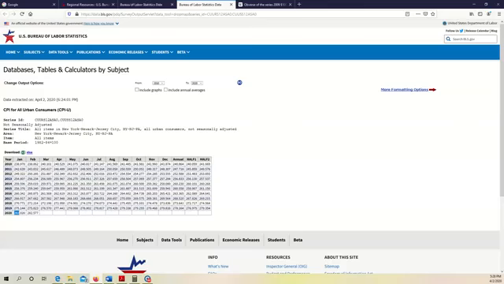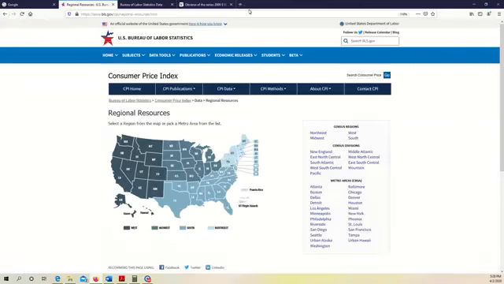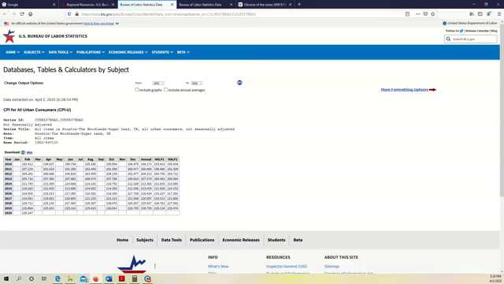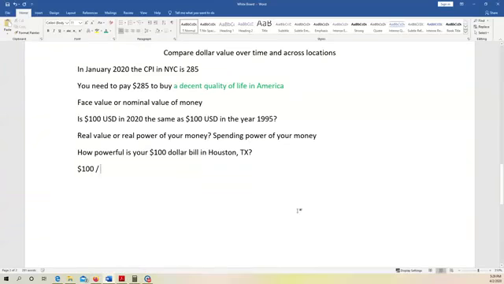So what's the latest number in Houston, Texas? Let me go to Houston here. The latest number, I only care about the integer, is 230. So what is 100 divided by 230? The answer is 0.4348. This is how powerful your money is. So how powerful the $100 bill is in Houston, Texas is 0.4348.